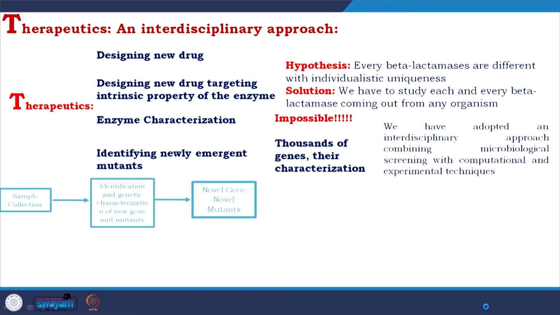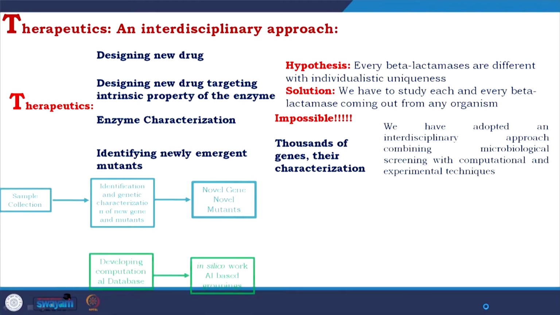And to explain the point, you could take classes after classes, but majorly I divide it into 4 parts. One, the microbiology part, which contains the sample collection, identification and genetic characterization of new genes and mutants, novel genes, novel mutants, where you also include, we have talked about genes, but genomics, metagenomics, transcriptomics and related NGS analysis are also included.